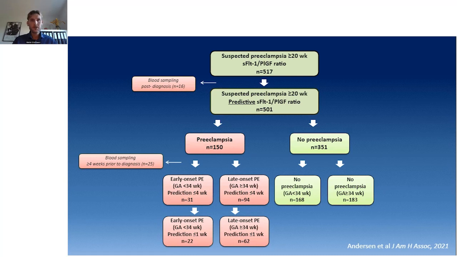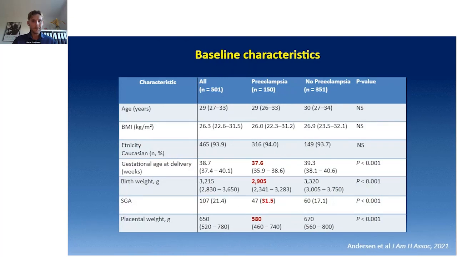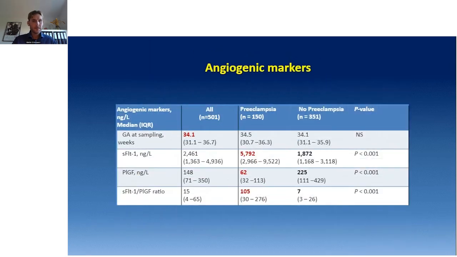The women were divided according to gestational age and diagnosis. In the preeclampsia group, we saw a lower gestational age at delivery, lower birth weight, higher SGA frequency, and lower placental weight. Expectedly, sFlt-1 was threefold elevated in the preeclampsia group as compared to controls, whereas PLGF was 3.5-fold reduced, leading to a more than 10-fold increase in the sFlt-PLGF ratio.